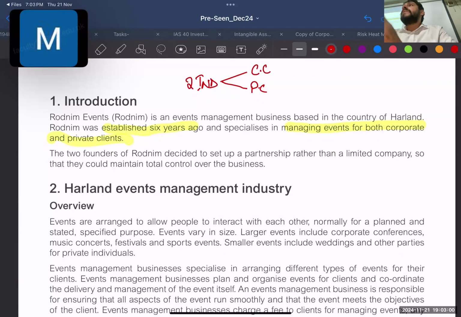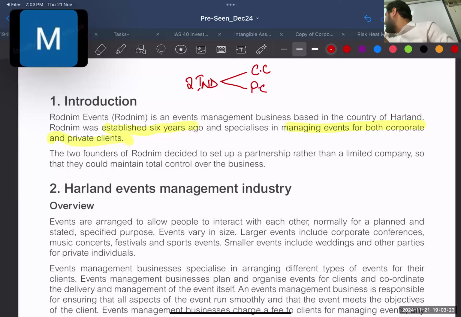For example, for the corporate clients, we normally charge for a huge number of individuals. For the private client, we normally charge for a small number of individuals. Private clients may be charged on the basis of per head cost. A corporate client may be charged on the basis of the hall or the capacity that the corporate is trying to get from us. So this is how the event management company is going to work.